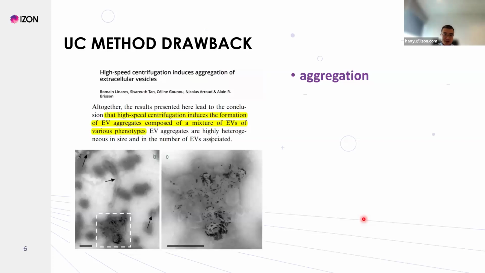The second drawback is that it leads to aggregation by the high centrifugation force. As this paper mentioned, in the electron microscope image you can see that EVs aggregating together happens quite often, or under such a high centrifugation force the EVs just break. If the EVs you harvest are aggregated together, they lose their function, or if the membrane breaks, they also lose their function. That is not what we want.